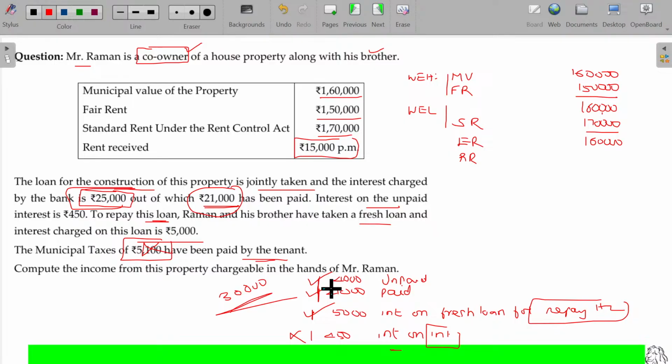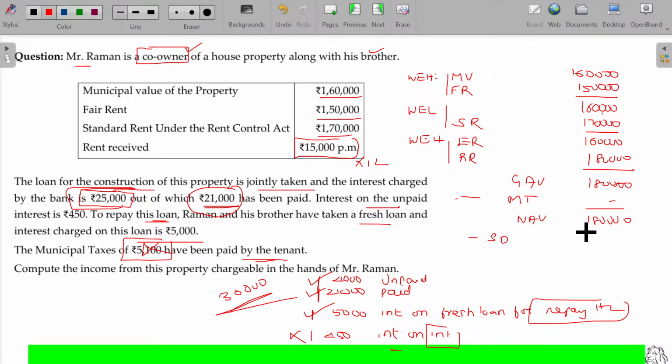Now, rent received being how much? 15,000 rupees per month, for 12 months, 1,80,000. Between these two, whichever is higher will be taken. GAV, 1,80,000. Municipal tax cannot be deductible. NAV. And of course, you can subtract what? Standard deduction 30%, 54,000. And interest can also be deductible, value being 30,000.